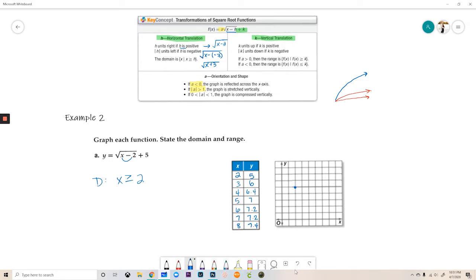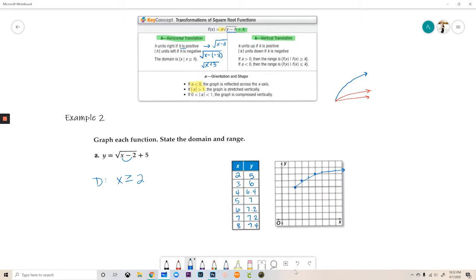Next part is 3, 6. 4, 6.4, so it's kind of like right there. 5, 7. 6, 7.2, and as you can see, it's just going to start crawling up. It's going to get a little more flat. So we've graphed it now.